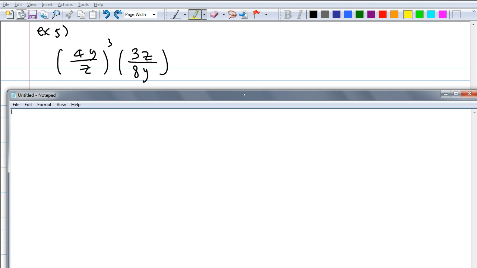So I get 4y over z cubed times 3z over 8y. Now it's combining the two rules that we learned today. Well, we already knew those rules, but the ones that we've shown you today. Because we have the one with the exponents, now we have multiplying fractions. So, anybody know what to do first here?